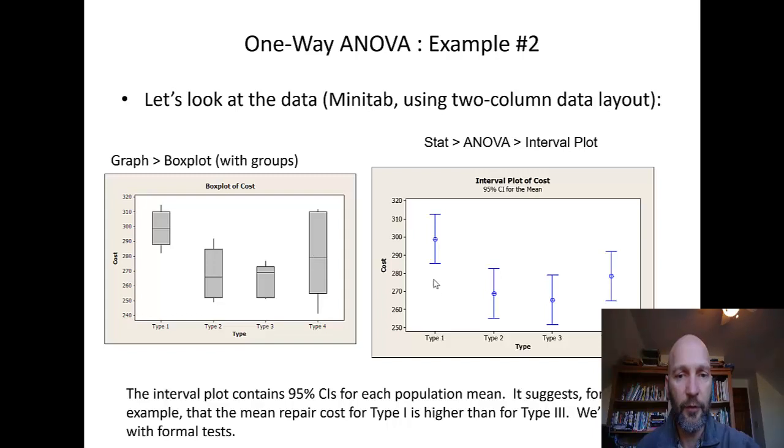If we look at the interval plot, we can plainly see that there is overlap between type 1 and type 4 if you were to draw a line straight across there, but there is no overlap between type 1 and type 2 and type 1 and type 3. So we can get some good intuition about what's going on here, but we really need to run the test in order to formalize this.